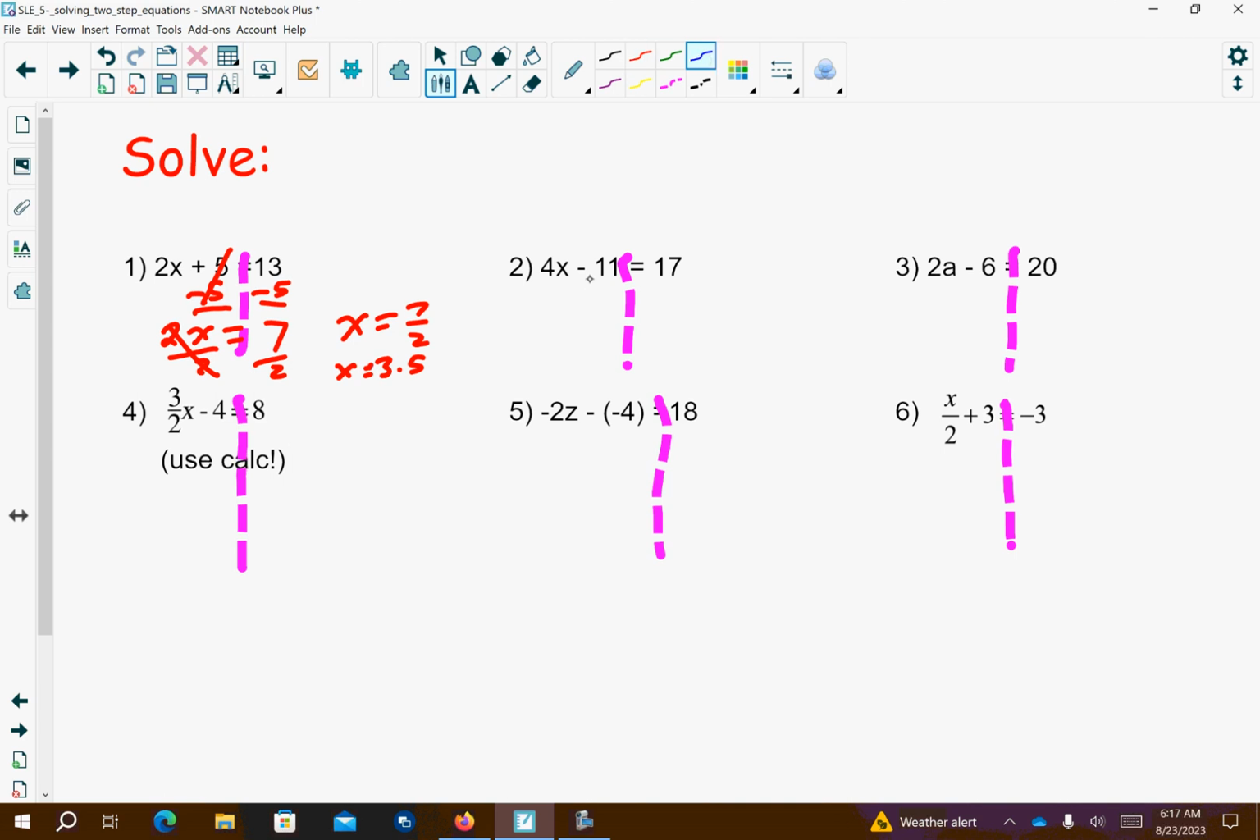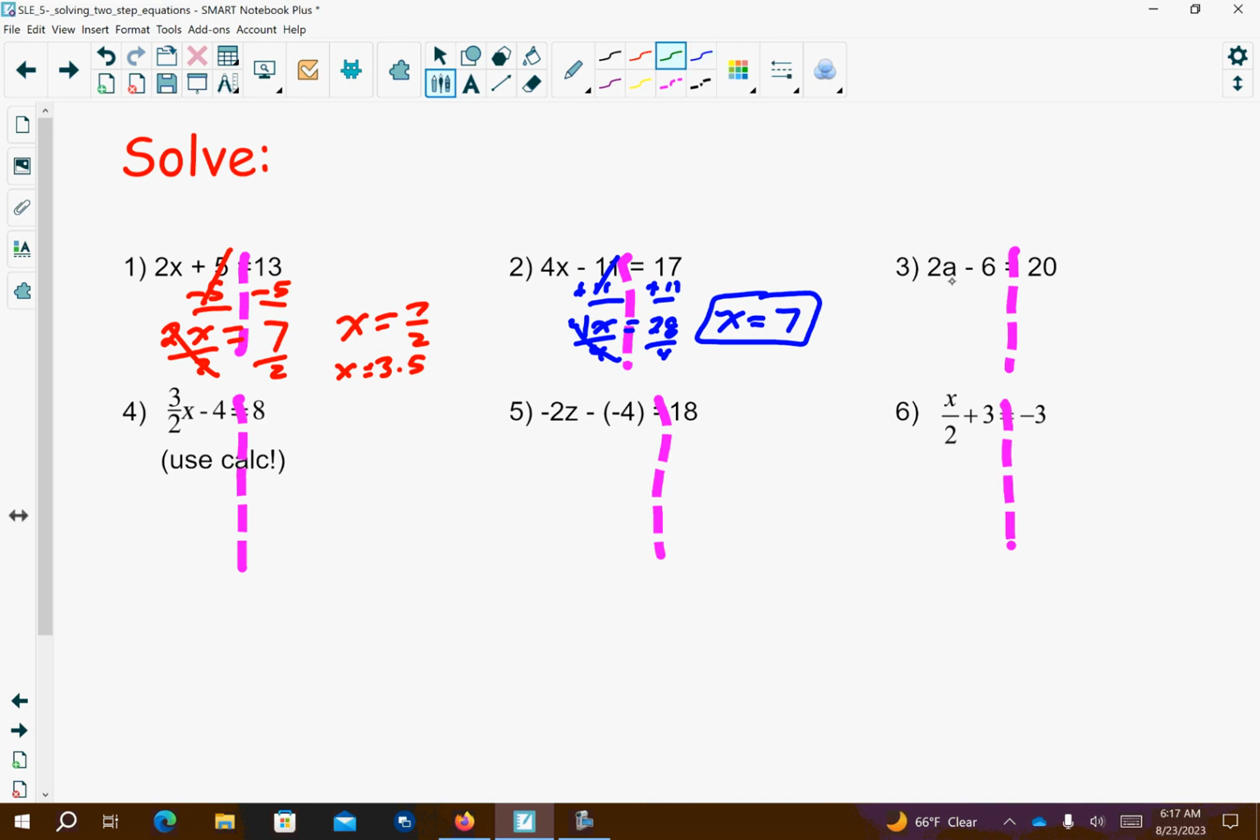Problem number 2. I have 4x minus 11 on one side. I want x by itself, so I'm going to add 11 first. Those are going to cancel, so I'm going to get 4x is equal to 17 and 11 is 28. Divide each side by 4. So x is equal to, if you go 28 divided by 4 on a calculator, you wind up getting 7. That's what it reduces to.